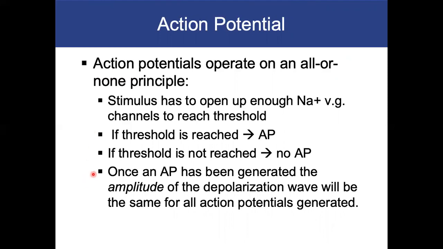Okay. Once an action potential has been generated, the amplitude of that wave will be the same for all action potentials generated. So how do we get stronger stimuli? We send more action potentials down the line. So the action potential waveforms aren't any bigger. It's that we send many action potentials to get the brain to understand that it's a stronger stimulus.